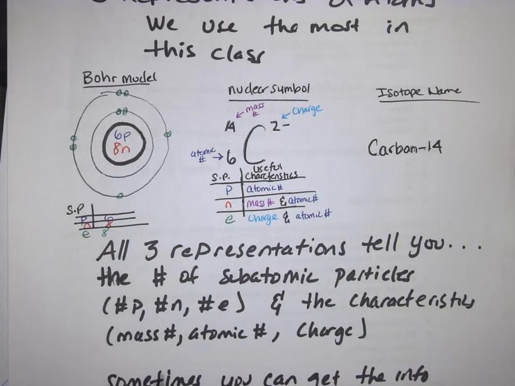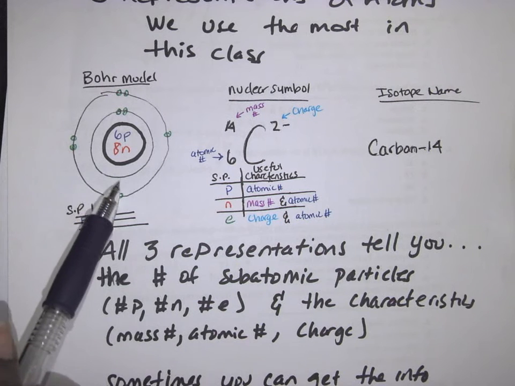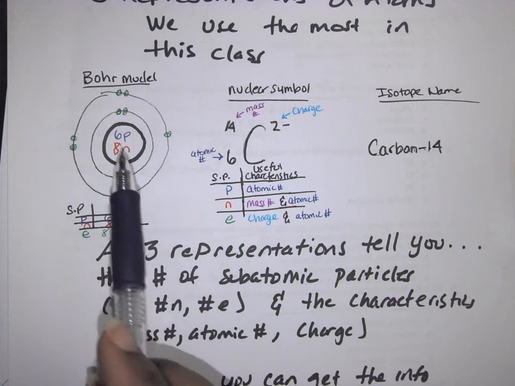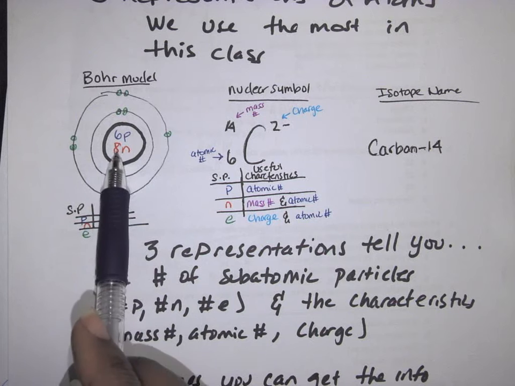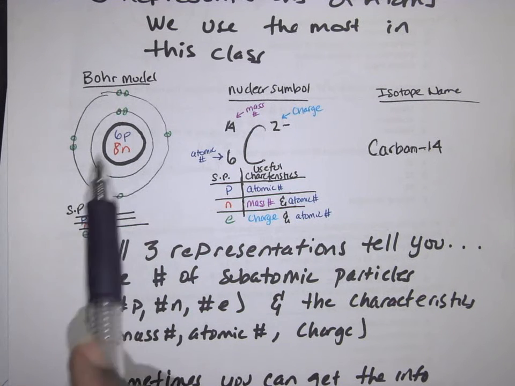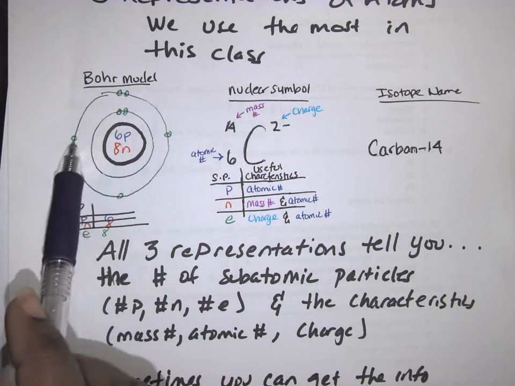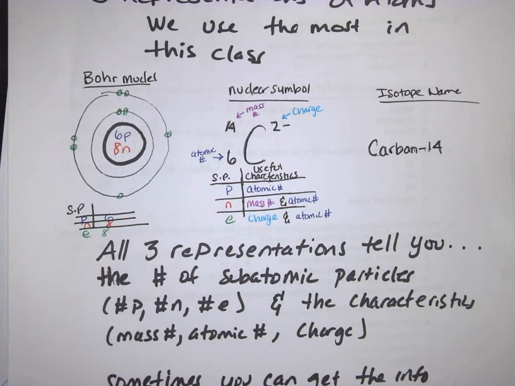Now, even though all of these representations tell you that information, sometimes you can get the information directly. For example, if you look at the Bohr model, and if you want to know the number of protons, neutrons, and electrons, all you have to do is just look at it. So here it tells you have 6 protons, you've got 8 neutrons, and for the electrons, you would just count the dots in the electron shells. So 1, 2, 3, 4, 5, 6, 7, 8. All right, so you got 8 electrons. So sometimes you can get it directly. And other times you're going to need to figure it out.